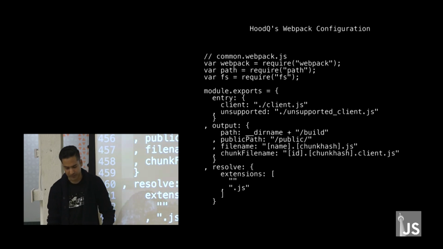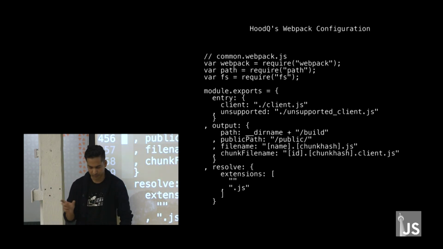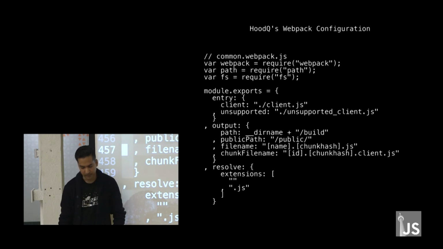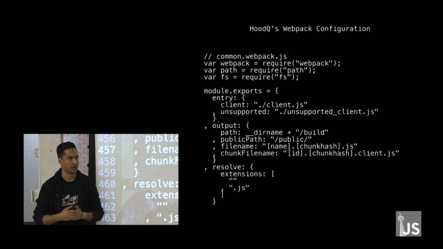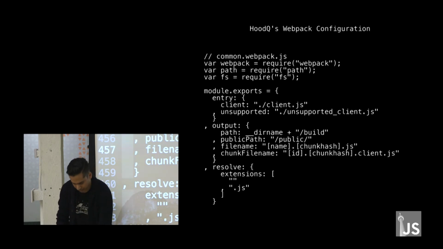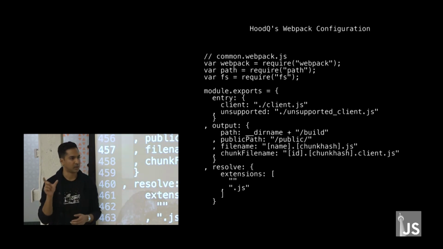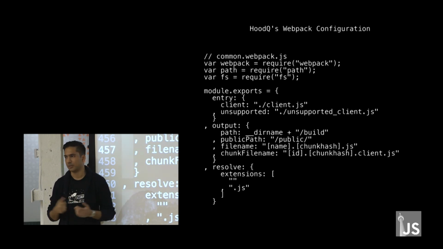I want the output to be in my build directory, being served on the public path. Public, that's where my express static server is pointing to. The file name. So this is kind of cool. The name here will be the name of my entry point. So that'll be like client or unsupported, depending on the entry point I want. The chunk hash. So that was where the checksum in Rails, or the checksum in most other build tools now, that's where that will get inserted.